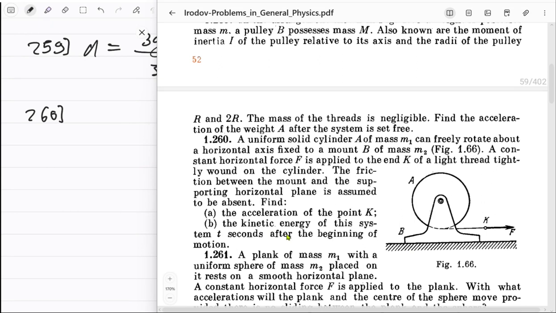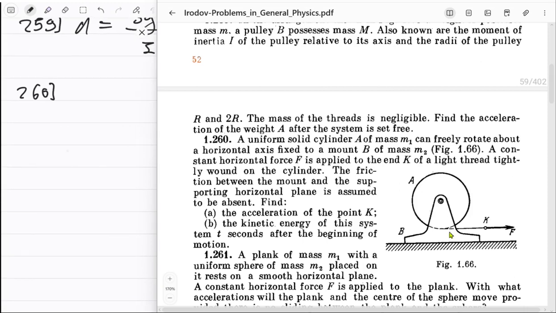T seconds after the beginning of motion. So this guy's center of mass is over here, it's not moving. For the velocity of the mount, you can easily figure that out. It's F upon the total mass. They are using m1, m2, but I'm going to say maybe the mount is of mass capital M and this thing is of mass small m.